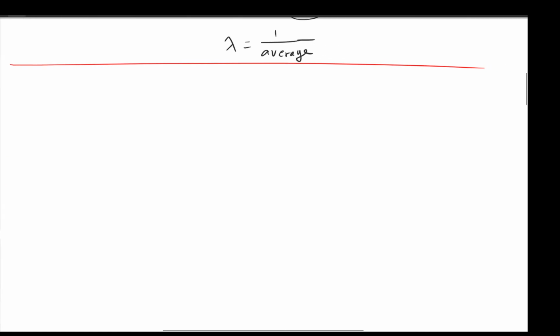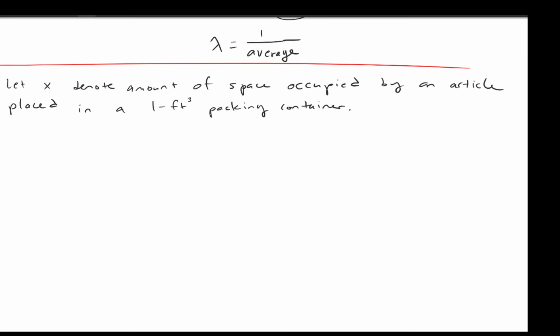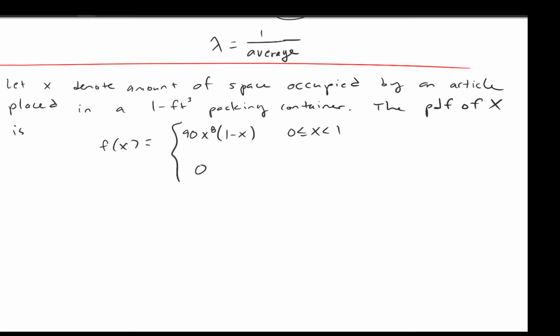Let me write it down. It says, let X denote the amount of space occupied by an article placed in a 1 cubic foot packing container. The PDF of X is f of x equals 90 times x to the 8 times 1 minus x for x between 0 and 1, and 0 otherwise.